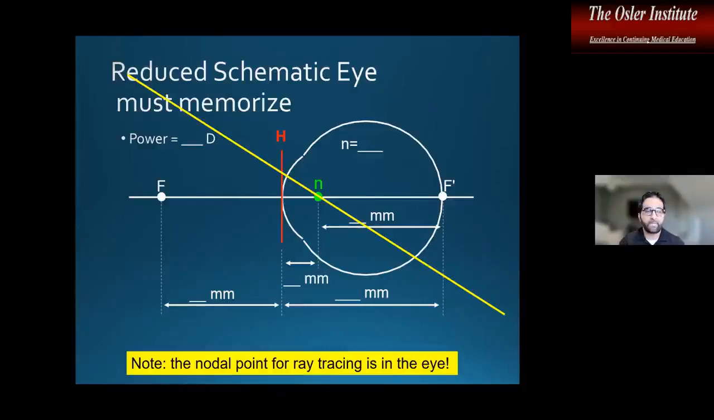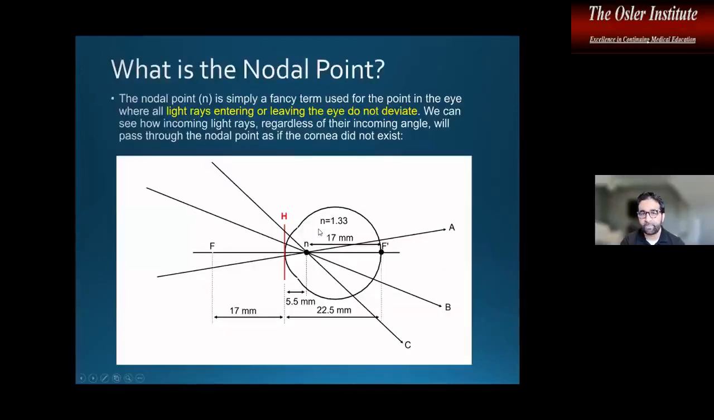Now, in this model of the eye, the nodal point for ray tracing is actually going to be in the eye, even though we just said earlier that the greatest refractive surface is the air-tear film interface at the corneal plane over here. But nonetheless, we're going to say that the nodal point, which combines the cornea and the lens and everything like that, as if it's one thin lens, is going to be inside the eye. So the nodal point is basically the point in the eye where all the light rays entering or leaving do not deviate. So think of it sort of like that, where the central ray will pass through. And we can see how incoming light rays, regardless of their incoming angle, will pass through the nodal point as if the cornea did not exist.